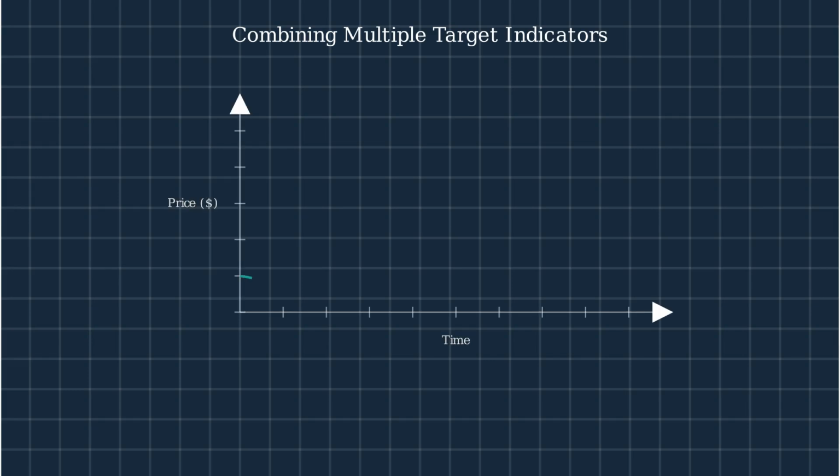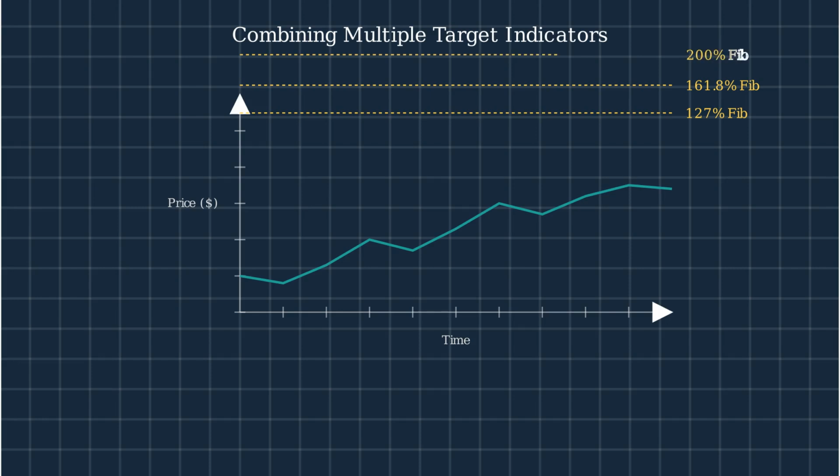Let's examine a price chart and apply our target indicators. This shows an uptrending stock with recent consolidation. First, let's apply Fibonacci extensions based on the recent swing. Notice the key extension levels at 127%, 161.8%, and 200%. Next, we'll add pivot points calculated from the previous price action. These include the pivot point itself and key resistance levels R1 and R2.